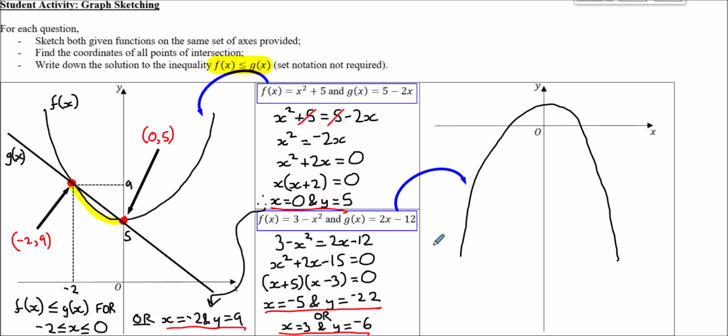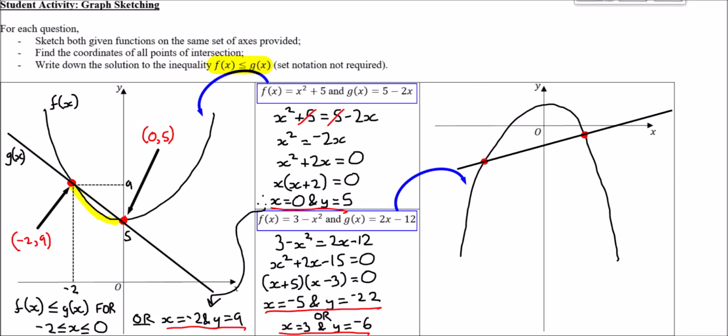So minus 5, minus 22, that's going to be somewhere down here, say. Remember, just sketching, so it's fine. And 3, minus 6 is going to be somewhere, say, here. And 2x minus 12, we just have to draw this in now through these points, and extend the line so that it goes through and beyond both points.